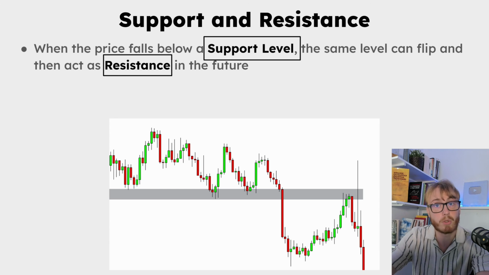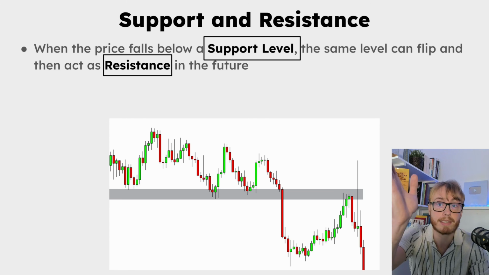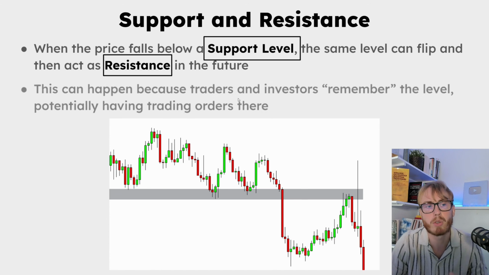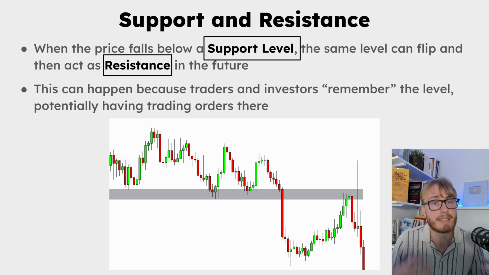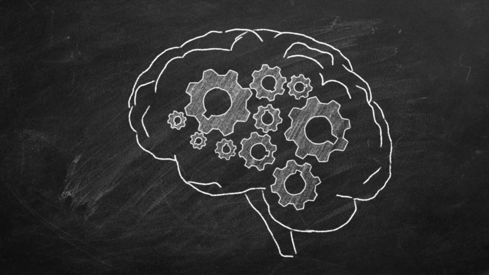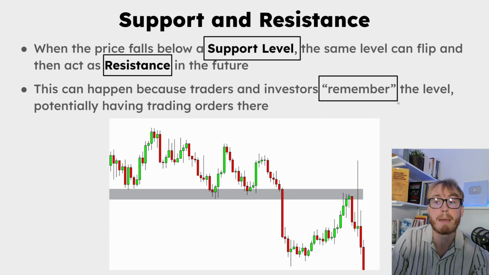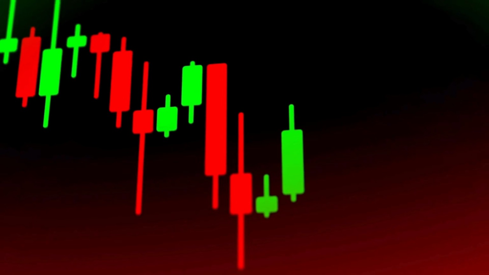And the opposite is of course also true. So if we have a resistance level and the price breaks resistance, the resistance can later on flip and act as support. And now you may of course wonder, why does this happen? Well, in this course, we're not going to dive deep into the psychology behind support and resistance, but a simple explanation is that this can happen because traders and investors remember the level, and they also potentially have trading orders around the level.